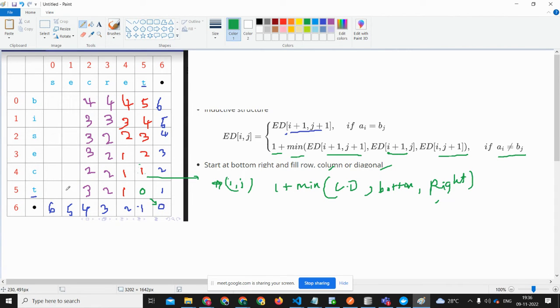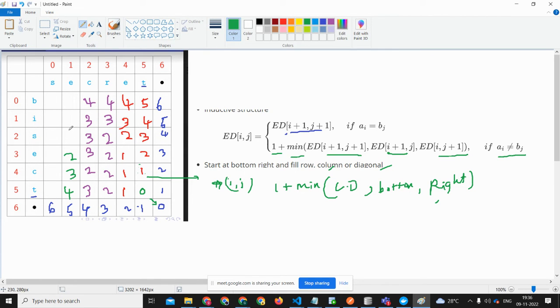T and E not matching. Not same. It's 3. So T and E is not same, so we take the minimum plus 1. The minimum is 3, so 3 plus 1 is 4. C and E is not same, and the minimum is 1, so 2 plus 1, 3. Good. E and E are same, so we choose the diagonal element. Good.